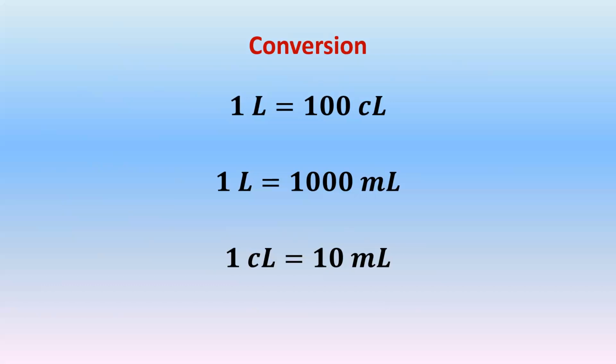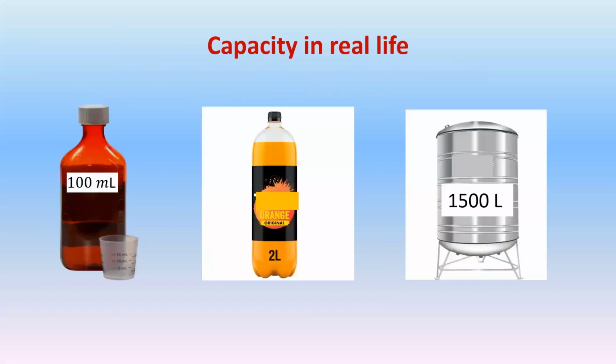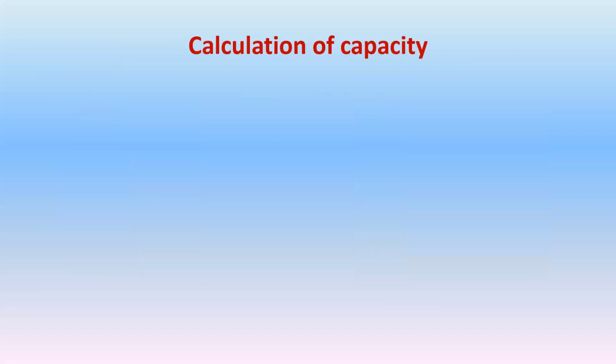Let's recall different conversions of capacity. 1 liter is equal to 100 centiliters. 1 liter is equal to 1000 milliliters. 1 centiliter is equal to 10 milliliters. Here are some real-life examples of capacity. Now, let's have a look at the calculation of capacity.